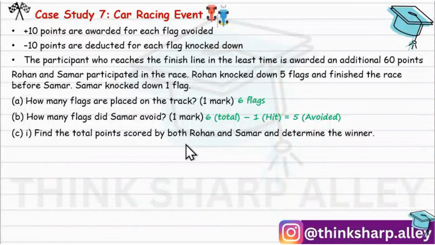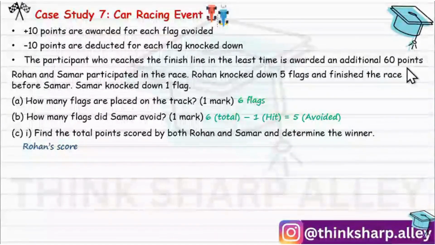Now part C, find the total points scored by both Rohan and Samar and determine the winner. So let's look at the scoreboard. First, Rohan's score. Remember, Rohan was the fastest because he finished the race before Samar. So he gets plus 60 bonus. Remember, the participant who reaches the finish line in the least time is awarded an additional 60 points.